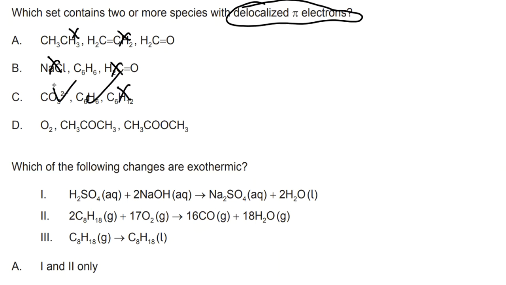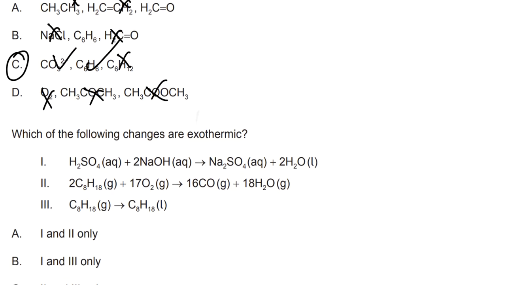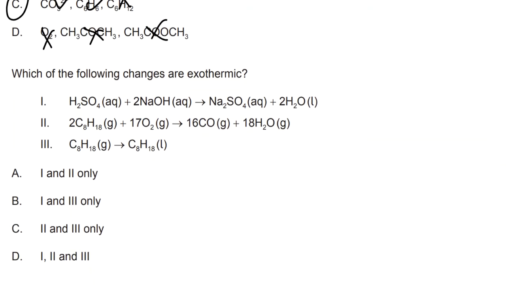But since we have two or more, C seems to be the right option. This doesn't work, this doesn't work, this doesn't work. So C is our correct option. Which of the following changes are exothermic?